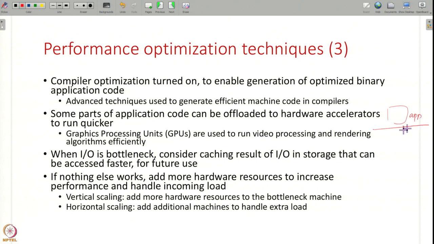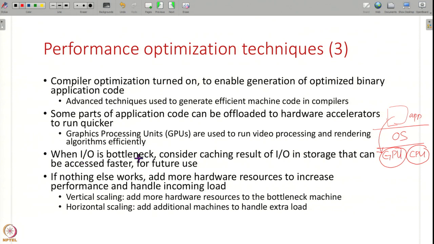And there are also other techniques being used today where some part of your application code can be actually offloaded to some special pieces of hardware. Like for example, you have the GPU, called the graphics processing unit. Anytime you have to do any graphics processing, like video processing or displaying, rendering videos, all of that you can actually offload to the GPU. The GPU will do it much faster than running some software on the CPU. Okay. So, there are special hardware accelerators available for specific applications, you can use those. If you are using up all the CPU to do video processing, then it will be very inefficient. Instead, use the GPU to do the video processing.